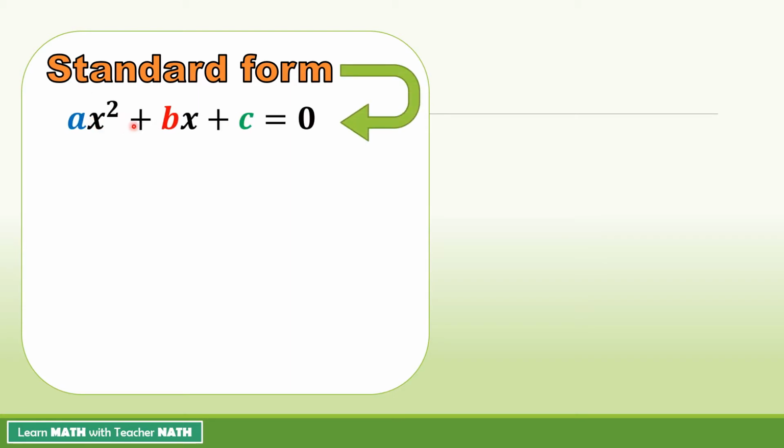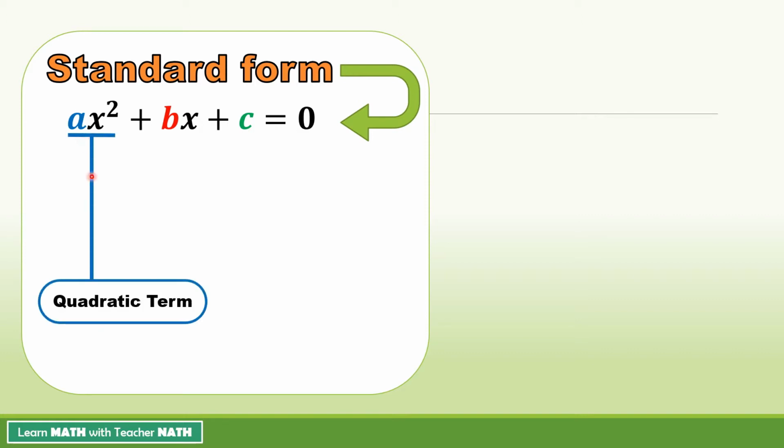Earlier, our standard form is ax squared plus bx plus c is equal to 0. May tatlo tayong term na bumubuo sa ating standard form. Una rito, ang quadratic term. Ang quadratic term ay binubuo ng ax squared. Tandaan, kaya ito tinawag na quadratic term dahil sa kanyang exponent na kung saan ito ay 2.